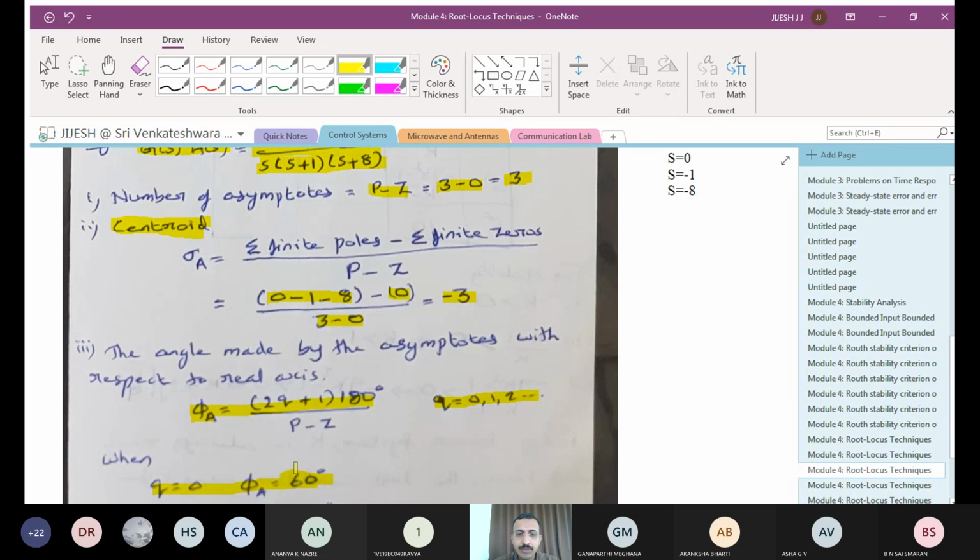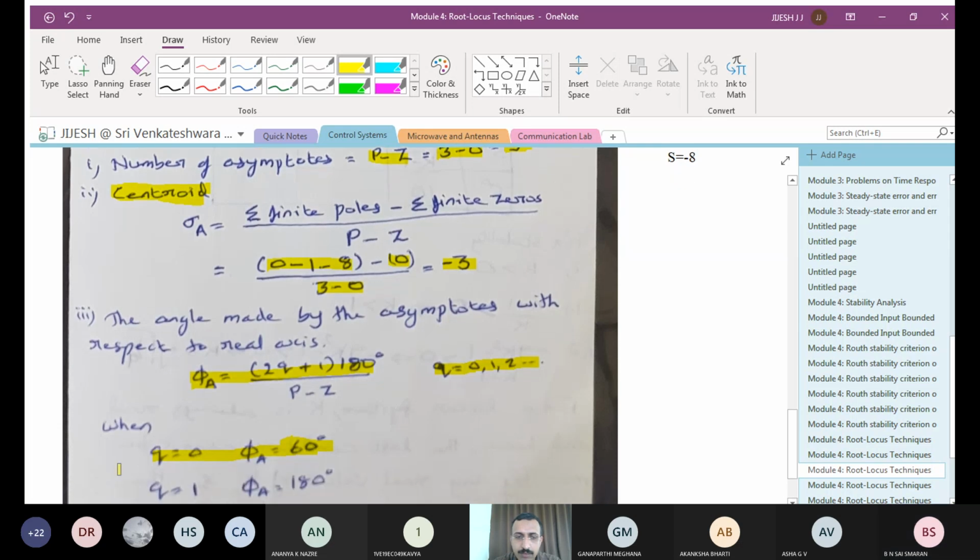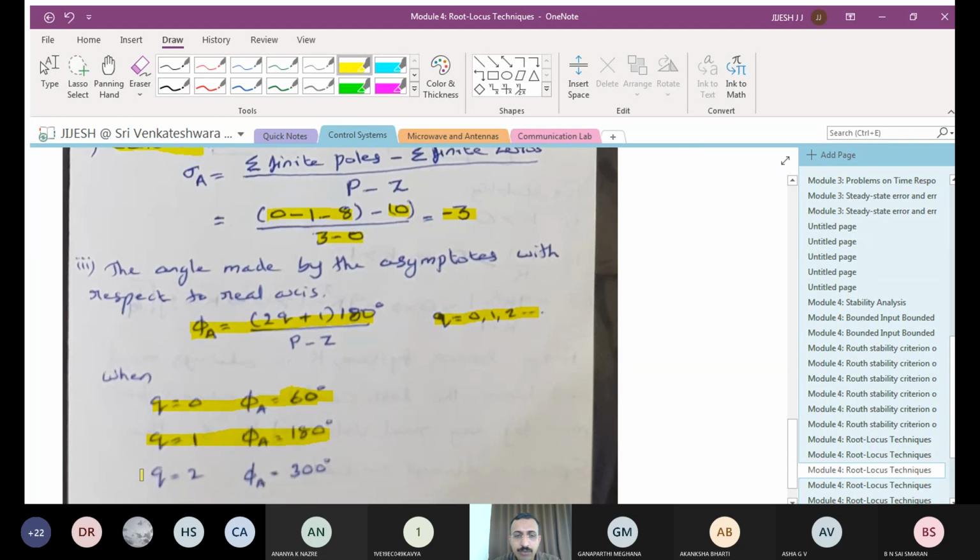So what is the value when q is equal to 1? 180 degrees. And when q is equal to 2? 300. Very much correct, it's perfect. So you are going to get phi a is equal to 60 degrees for q is equal to 0, phi a is equal to 180 degrees when q is equal to 1, and when q is equal to 2, phi a is equal to 300 degrees. So we got the angles, we got the centroid, and we know how many asymptotes there are.